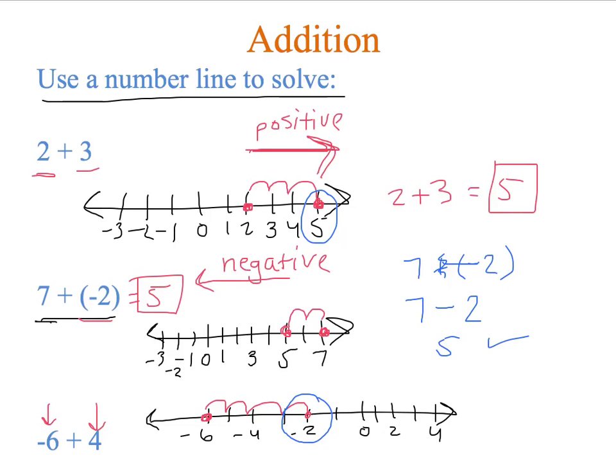A good way to think about a problem like this is about debt. So if you owe somebody -$6, so you owe somebody $6, that means you are missing $6, and that's why it's negative. Then you pay them $4, so you're giving them $4, so that's positive money they're receiving. You'll still owe them $2, and -$2, that would be money you don't have, so you'd still be in debt.